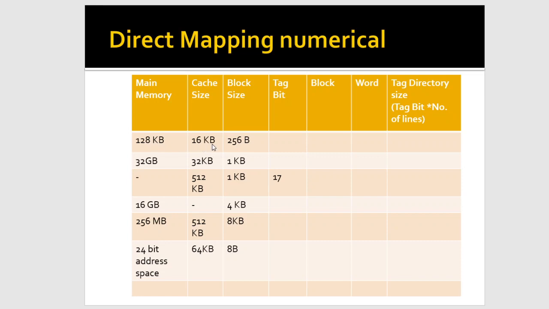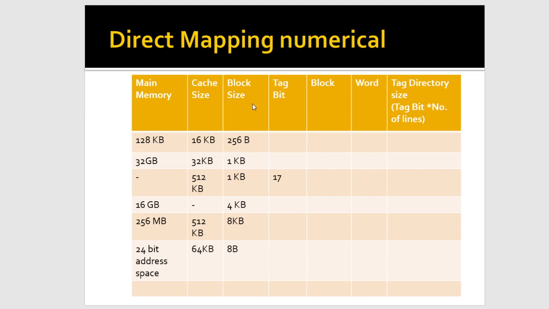Cache size is 16 KB and block size is 256 byte. It is asking for TBW, tag bit, block bit and word bit. Also here we are asking for a tag directory size, which is nothing but the tag bit into number of lines. Line means number of blocks in the cache. Okay. So how to compute the tag bit?